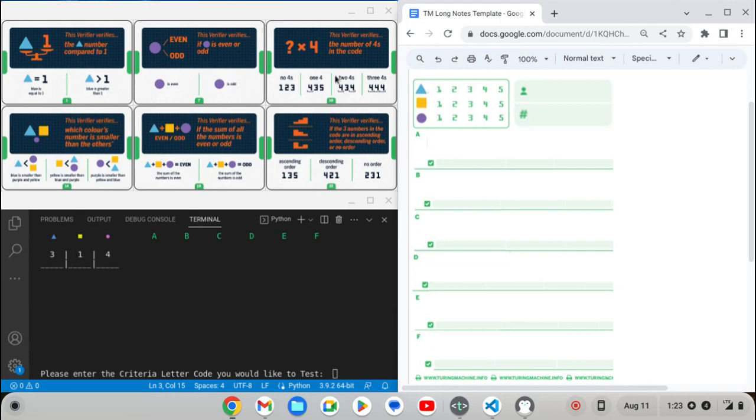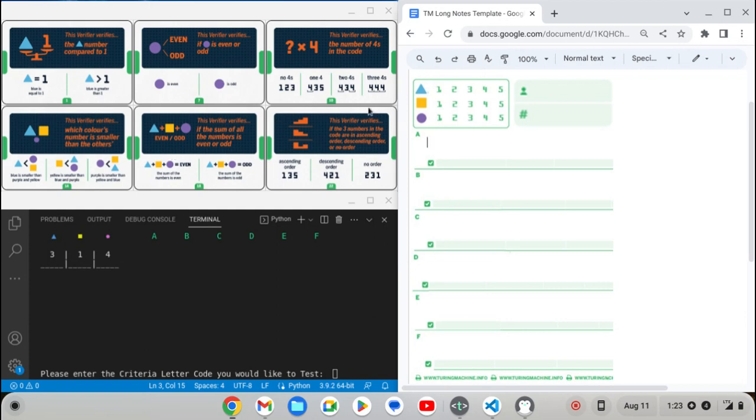Criteria card C looks at the 3-digit solution, and the Turing machine will let us know how many of those digits should be 4. Should there be no 4s? Should there be a single 4? Perhaps 2, maybe all 3 are 4. Criteria card D will look at our 3 digits, triangle, square, and circle, and will let us know which one is the absolute smallest. Should triangle be the smallest? Should square be the smallest? Or should circle be the smallest?